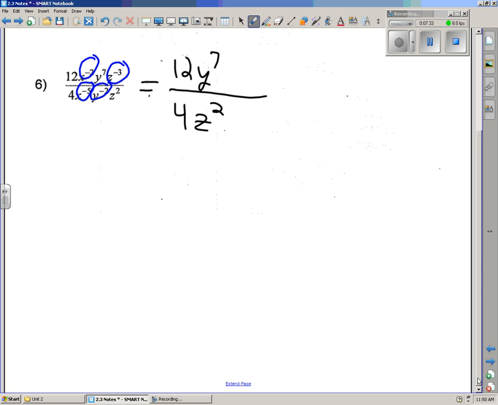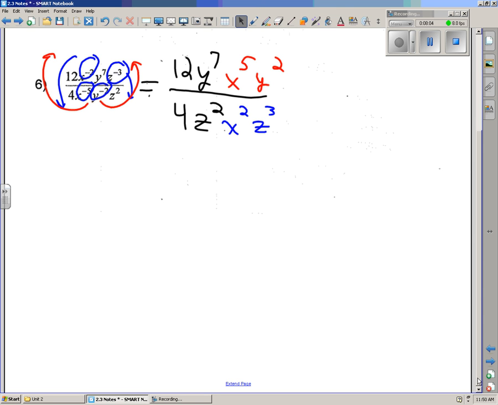From the top, x negative 2, it moves down and becomes x positive 2. The z negative 3 on the top moves down for a z positive 3. The x negative 5 on the bottom goes up for x positive 5. The y negative 2 from the bottom goes up for y positive 2. Now you have to decide if you want to combine some like terms now or wait.